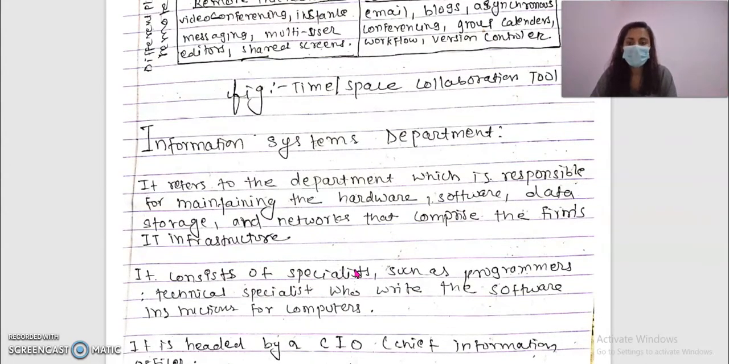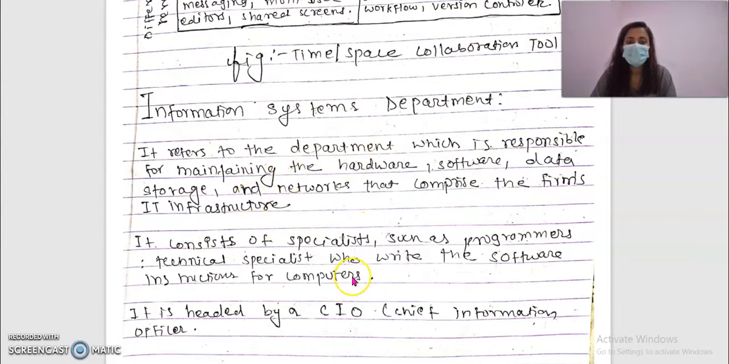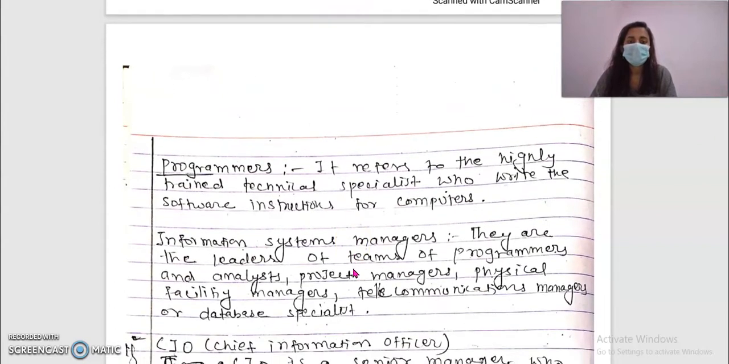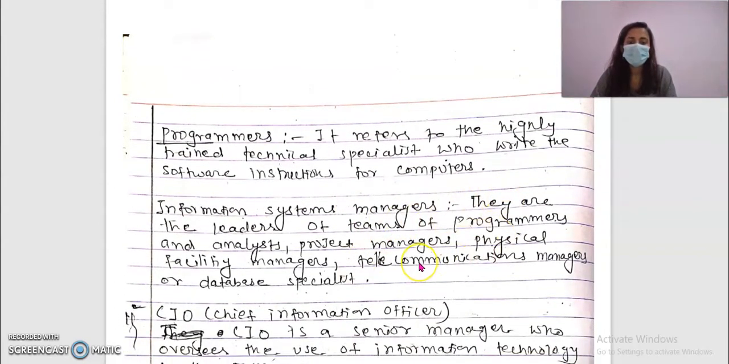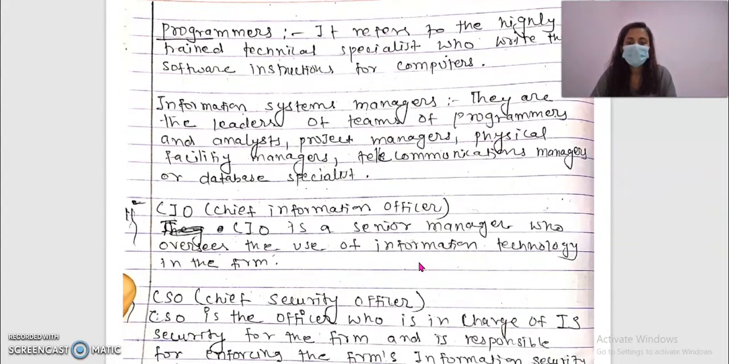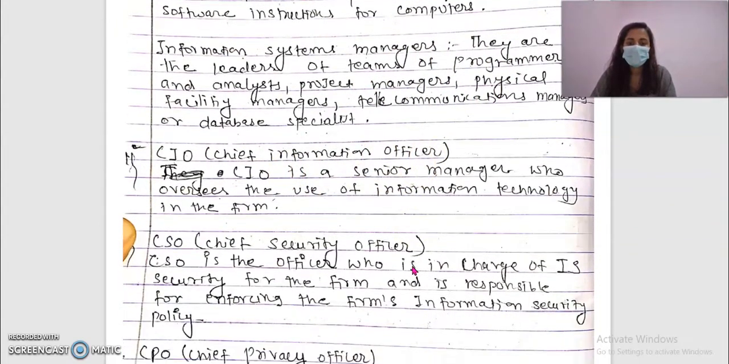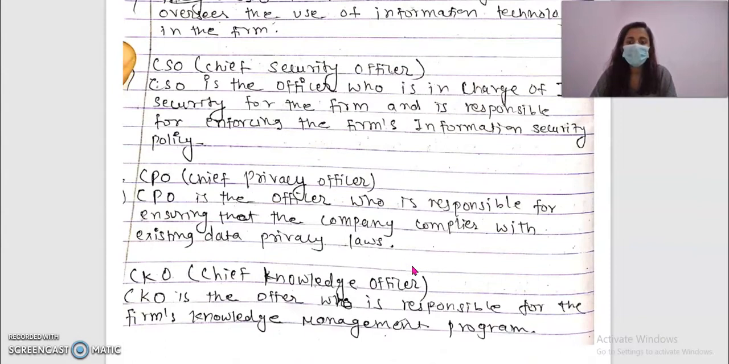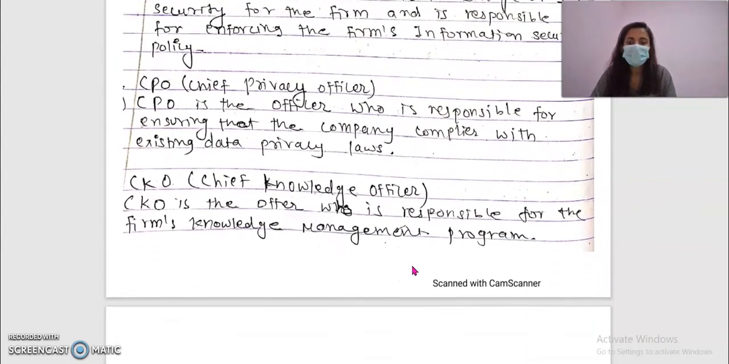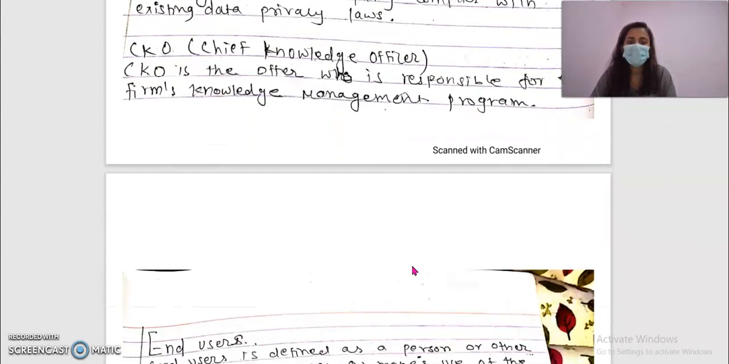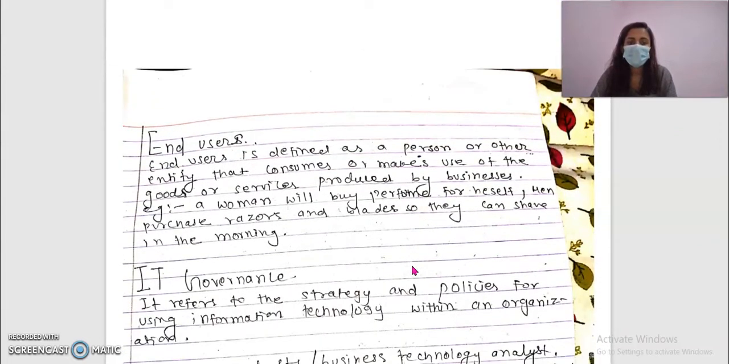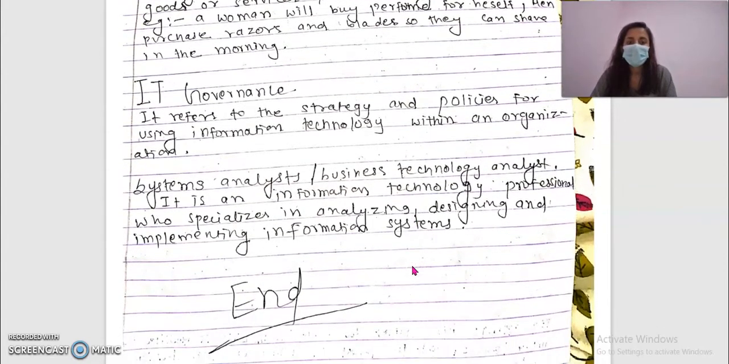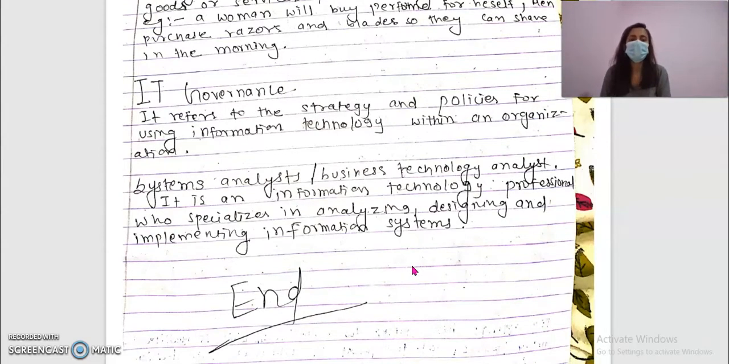Information system department. See the definition, information system department. Programmers. Information system manager. CIO, Chief Information Officer. CSO, Chief Security Officer. CPO, Chief Privacy Officer. CKO, Chief Knowledge Officer. End users. IT governance. And the last one is system analysis or business technology analysis.